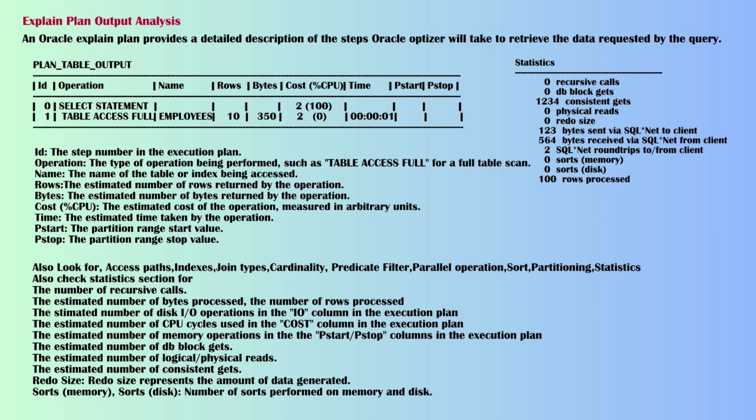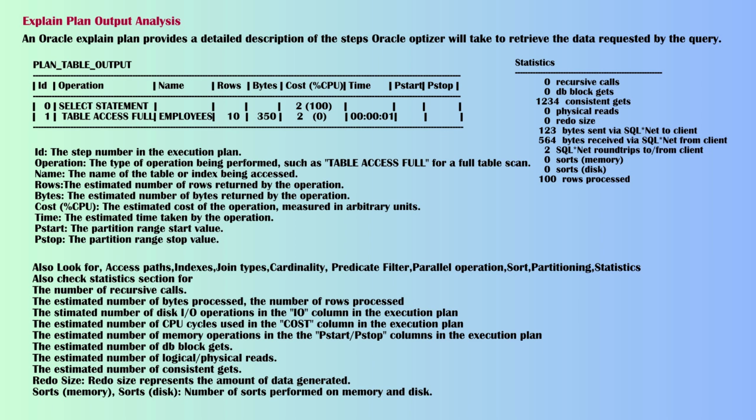Also analyze access paths. The access paths used by the optimizer to retrieve the data should be examined, such as full table scans, index range scans, or nested loop joins. Indexes: check the index usage and the columns being indexed. See if you can add or modify indexes to improve performance. Join types: check the type of join used, such as nested loop joins, hash joins, or sort merge joins.